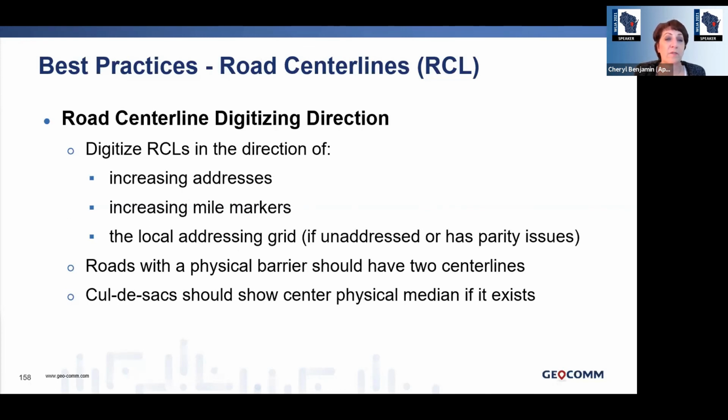Okay, so let's start digging into some more specifics of the road centerline best practices. We have a whole section in the document with that. Looking at digitizing directions, kind of straightforward, but you want to make sure that your road center lines are digitized in the same direction that your addresses are increasing, or if you don't have addresses, increasing mile markers. And when all else fails, if you have a local addressing grid, use that and digitize in the direction that it increases. A lot of times you have roads that have some kind of a physical barrier, so you're going to need to have two different center lines.